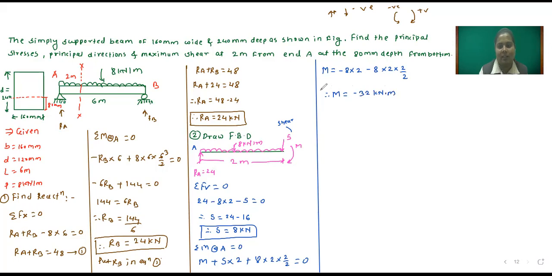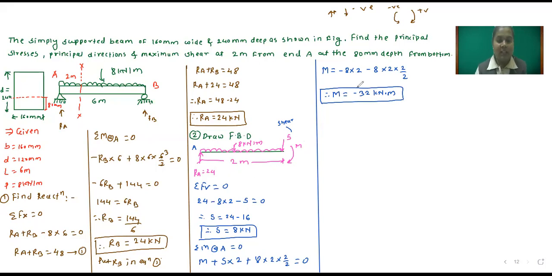This minus sign indicates the moment will be an anti-clockwise moment. So our assumed sign is incorrect, and this is the way we have to take the sign. So the moment is anti-clockwise. Now we have got the values of S and M.